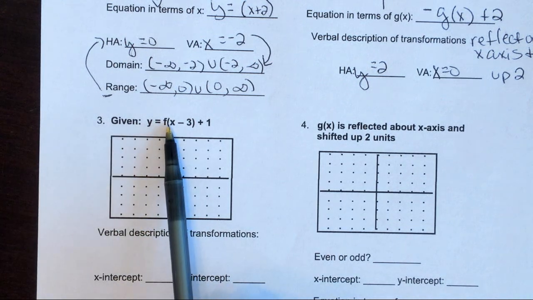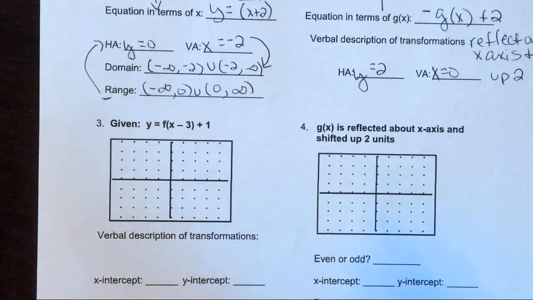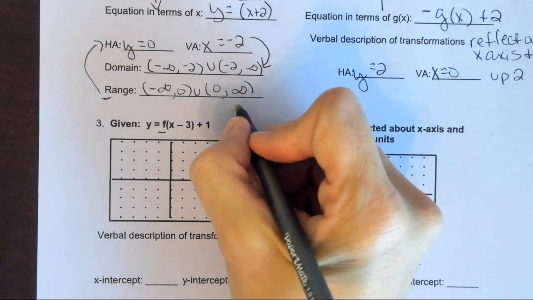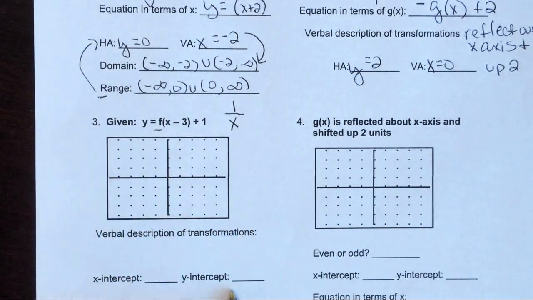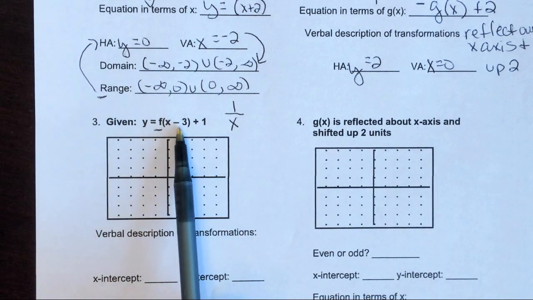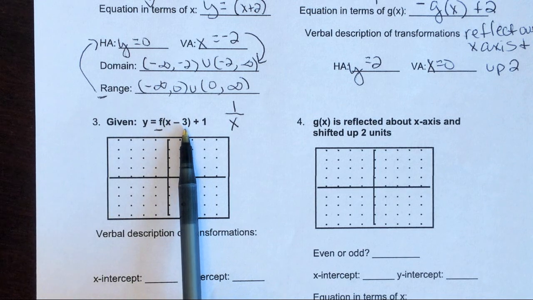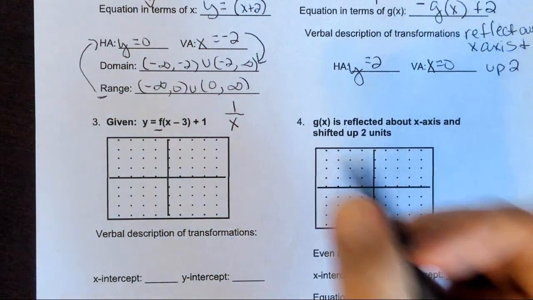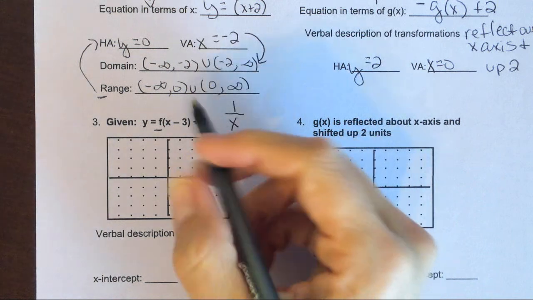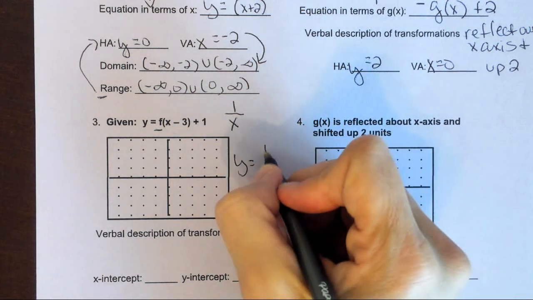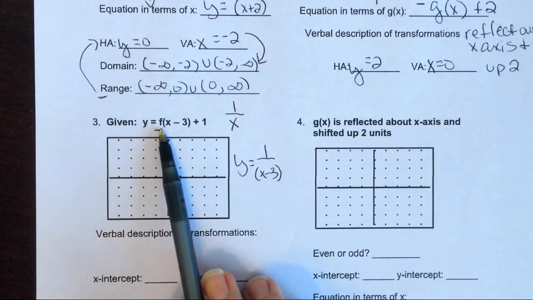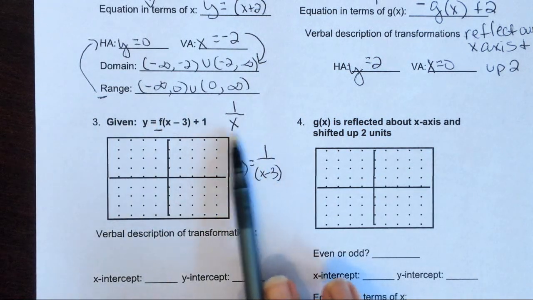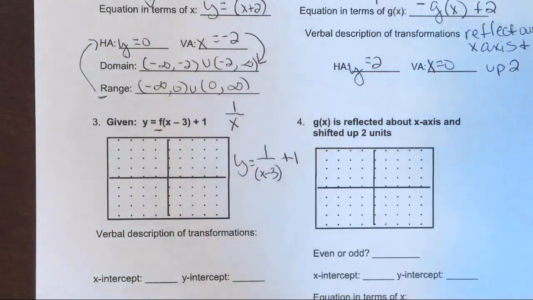On number 3, it says f of x minus 3 plus 1. So we remember at the very beginning of the video, they told me every time you see the f, it's the 1 over x. So before I start trying to graph it or answer any questions, I'm going to write this equation in y equals. So I'm going to have y equals, it's in parentheses x minus 3, so I'm going to put x minus 3 in parentheses here. Because it's the f function, I don't need a square, and there's a plus 1 out here, so I put plus 1.